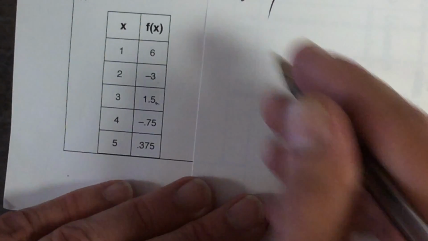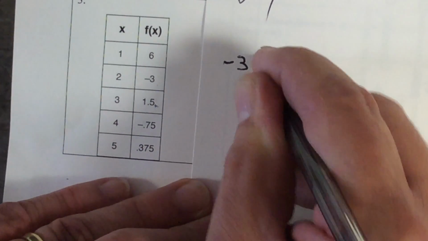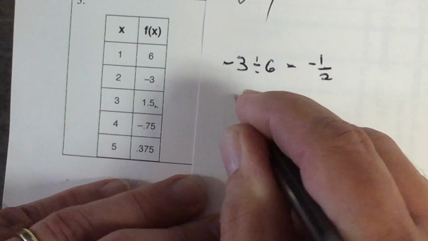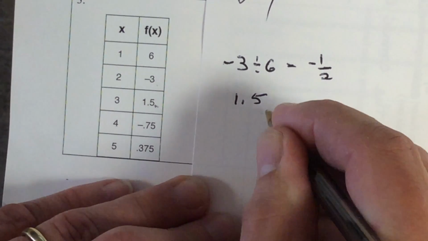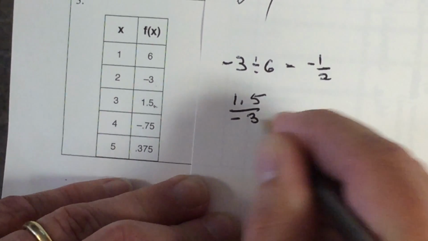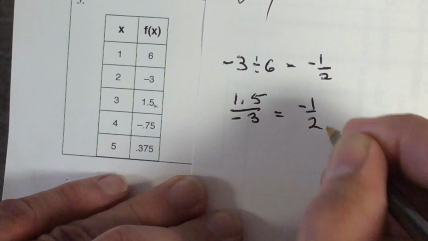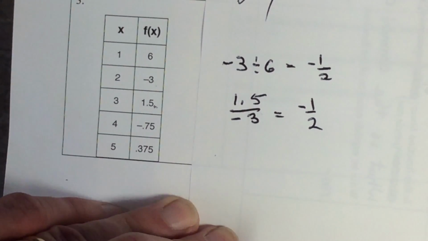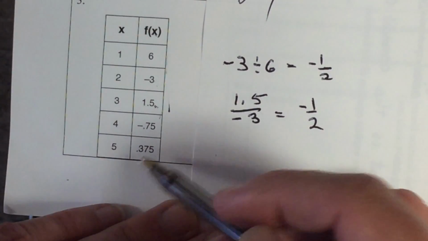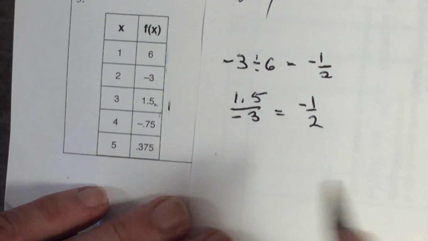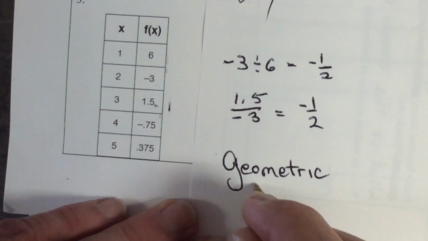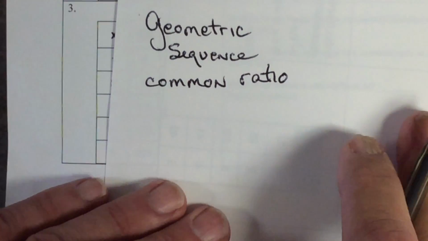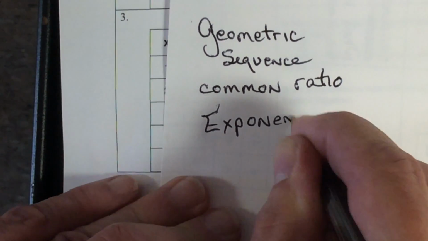Well, let's see if I can divide them. Negative 3 divided by 6, that's negative 1/2. 1.5 divided by negative 3, that's negative 1/2. As you go through each one of these, you will get negative 1/2 here. Our common ratio here is negative 1/2. I have a geometric sequence because I have a common ratio. That means it's an exponential function.